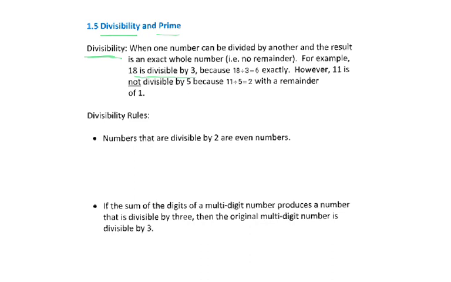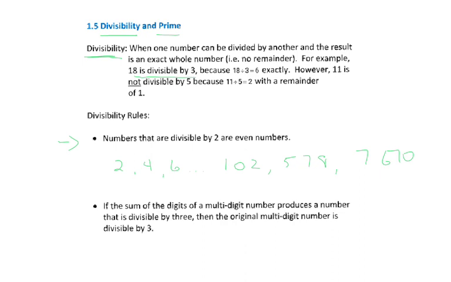So the first rule is that numbers that are divisible by 2 are even numbers. So if you think about the numbers that divide by 2, they would be 2, 4, 6, etc. But also 102, 578, 7,670. All of those numbers are divisible by 2. They're all even numbers. The last digit is a 0, a 2, a 4, a 6, or an 8. So 2 divides evenly into all of those numbers.